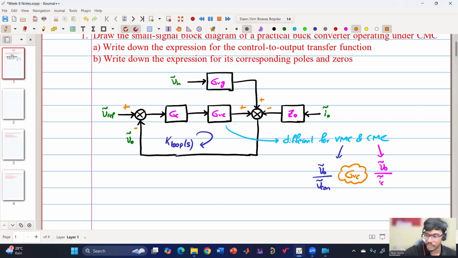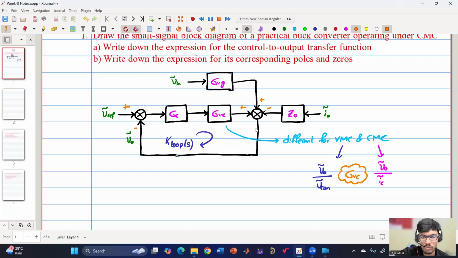Because the control input is different in the case of voltage mode control as well as current mode control, the expression of the GVC will change, but the overall block diagram remains the same. So the method remains the same, how we have designed for voltage mode control. Similarly, we'll design for current mode control. Only GVC will change. Because GVC will change, the transfer function will change, and the controller requirement will change, and controller gains also will change because things have changed. But the process remains the same, and the methodology also remains the same.